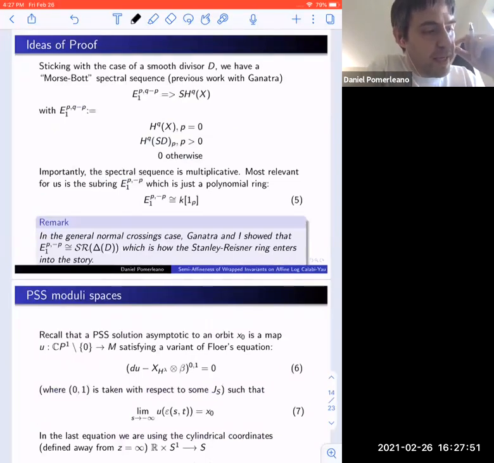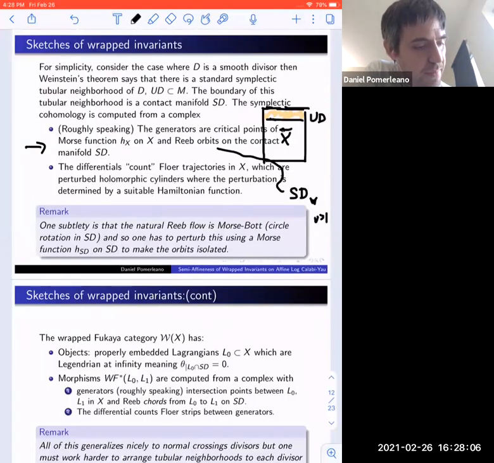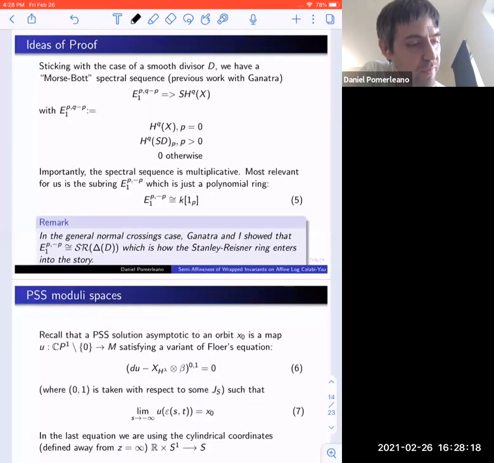So sticking with the case of a smooth divisor, we have a Morse-Bott spectral sequence. Just like I was saying, because the flow of these canonical Hamiltonians has generators of two types: one of them is the critical points of a Morse function on X, and the other you can break apart using a Morse function on the circle bundle. You get a spectral sequence, which was described in a paper with Sheel Ganatra from a couple of years ago, whose first page is basically described like this.